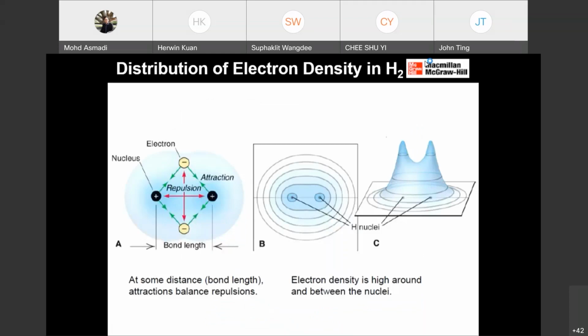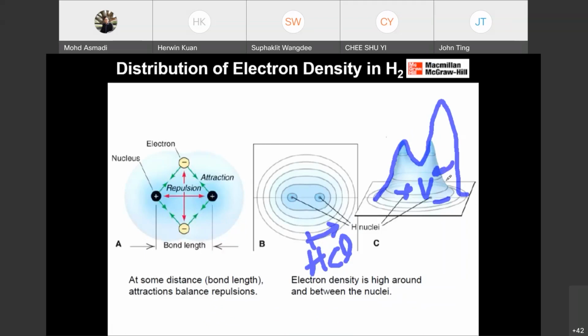But for HCl, the electronegativity is going to be to this side, so your graph is going to be much higher. This is negative, this is positive, because there's a dipole moment here. This one is the same, right? That's why you can see the graph is just the same. Positive, positive.